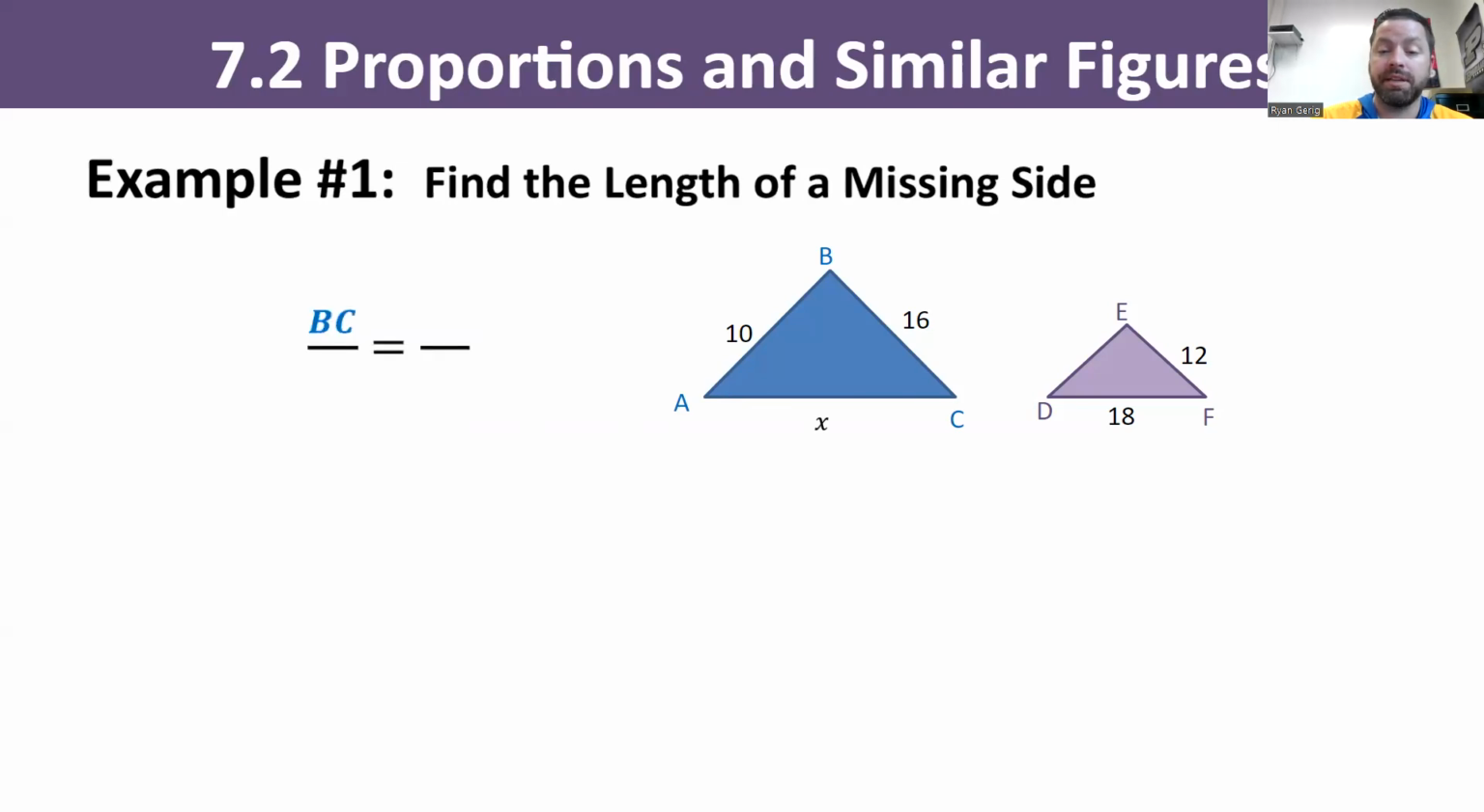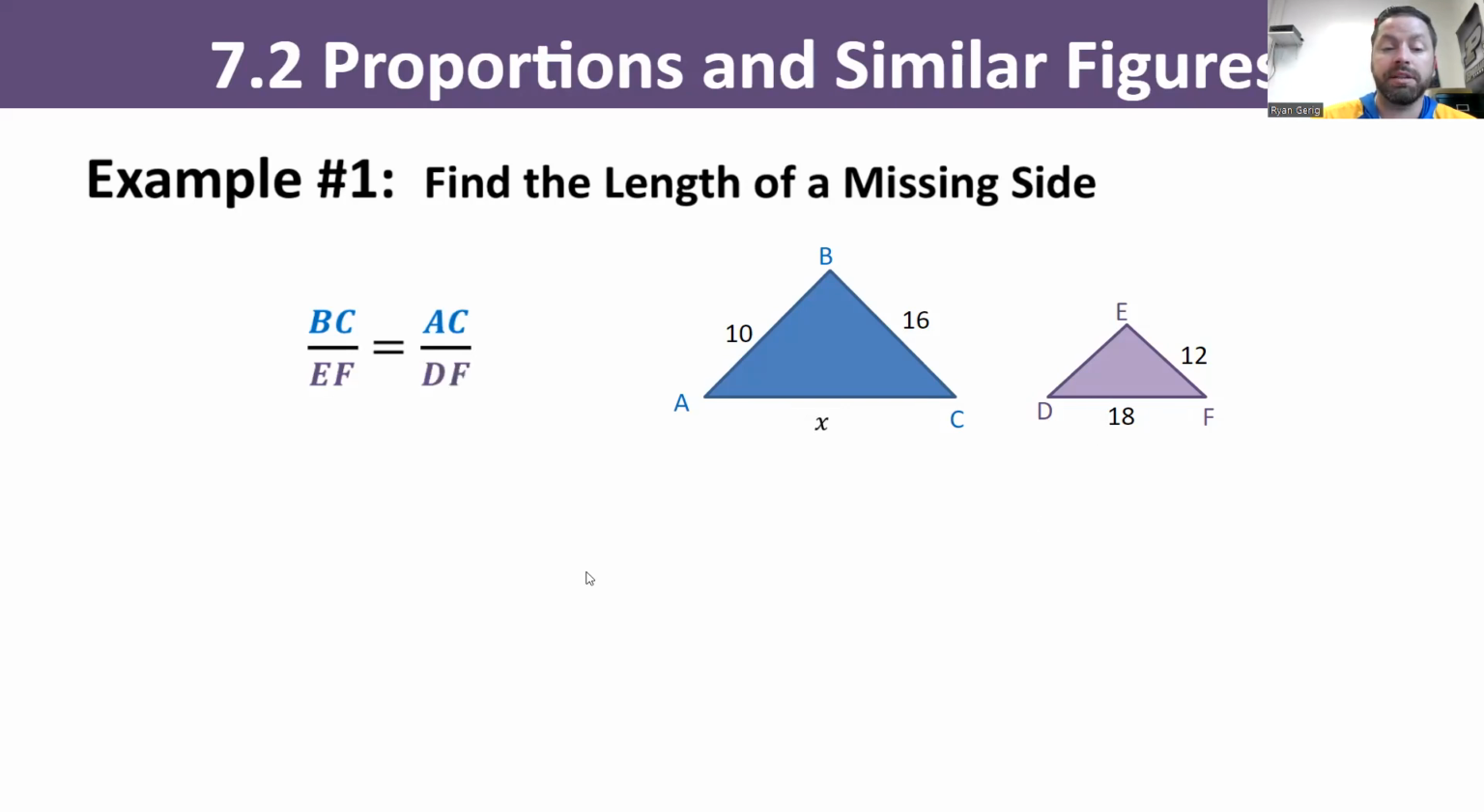So we'll take a look. If I look at BC, do you see how I have BC here? The corresponding side, or the matching side, on the smaller triangle is EF. So if I want to find X, I put the larger triangle on the numerator and the smaller triangle in the denominator. My missing side is on the larger triangle, so it's going to go on top. So AC, or X, is going to go on top. And then the corresponding side on the smaller triangle goes on the bottom. So DF is going to go on the bottom.